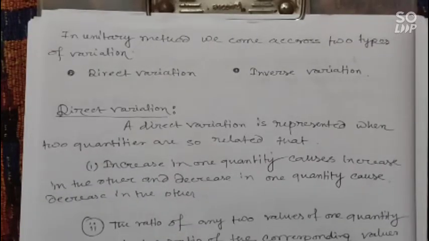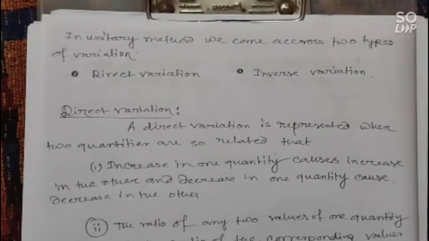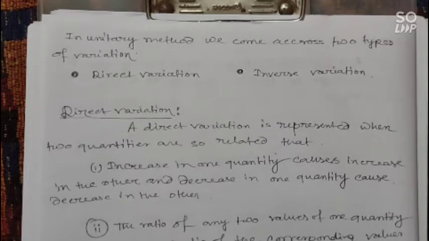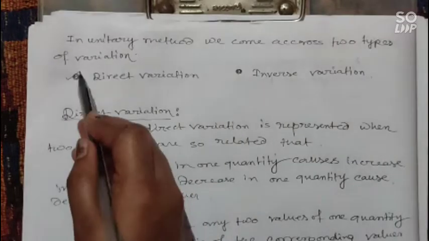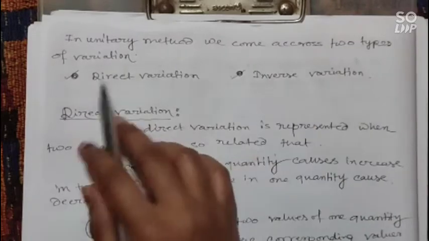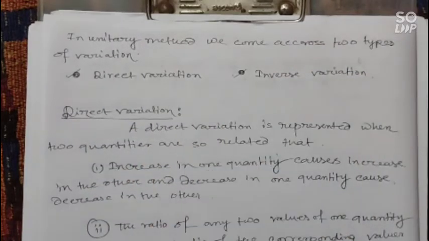Now let's come to the most important topic in this method. In the unitary method, we come across two types of variation. One is direct variation and the other one is inverse variation. Now, I will tell you what is direct variation and what is inverse variation.